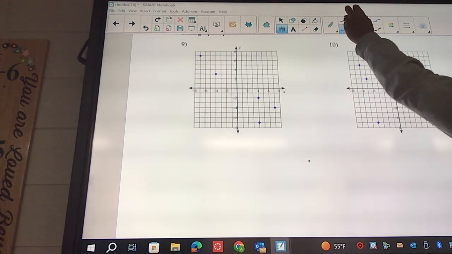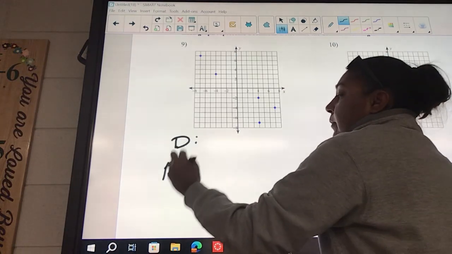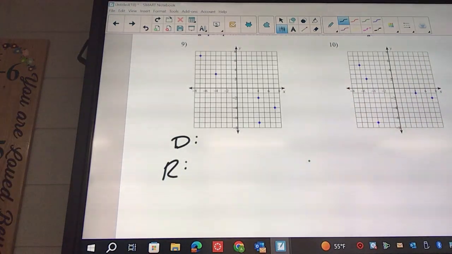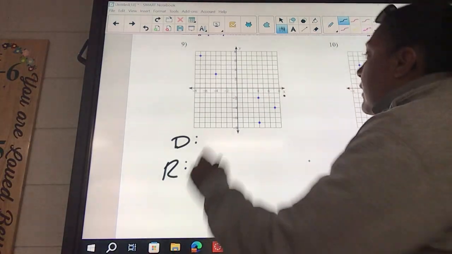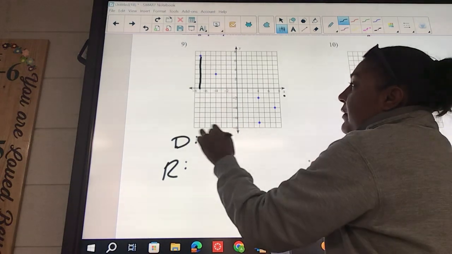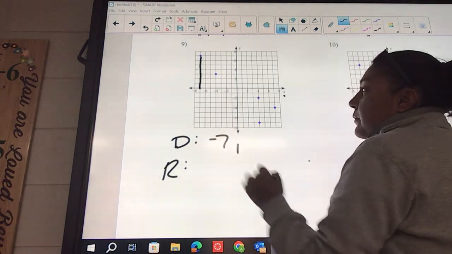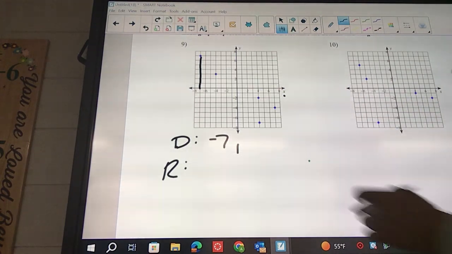Number 9. Okay, so we're still doing the domain and range. For the domain, am I tracing the line up and down or left and right? Up and down. So the domain covers the X line, so we need to see anything that's on this X line. We could start here and say, well, there's a point on this part, so that's -7. What else? What's another one? -4, good.